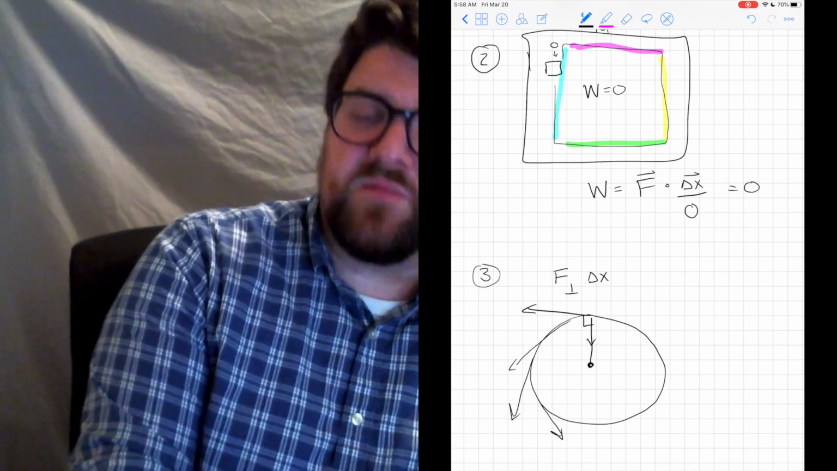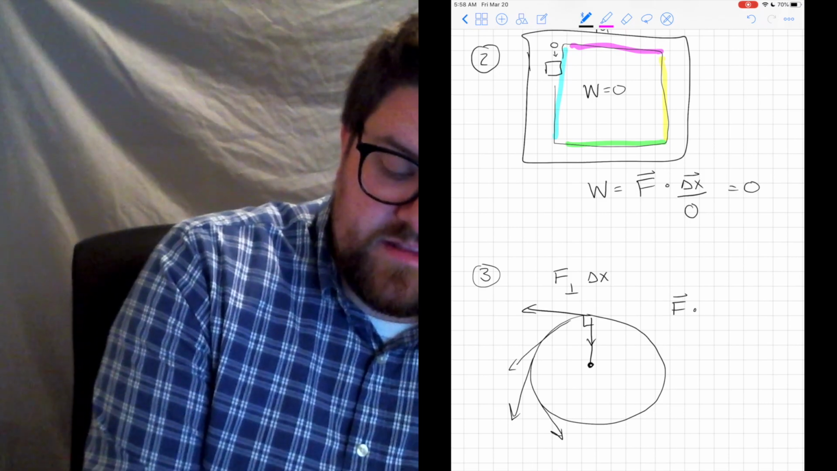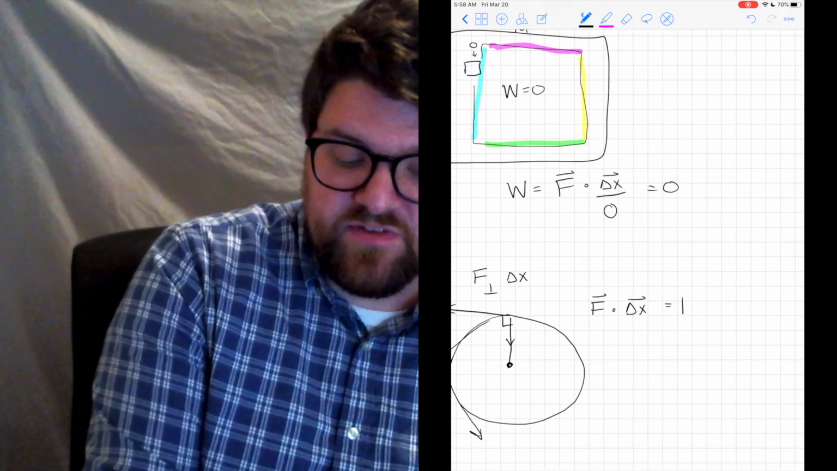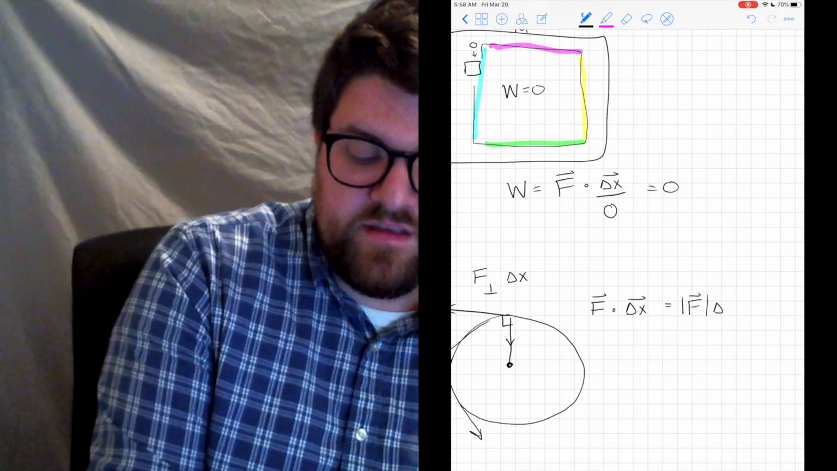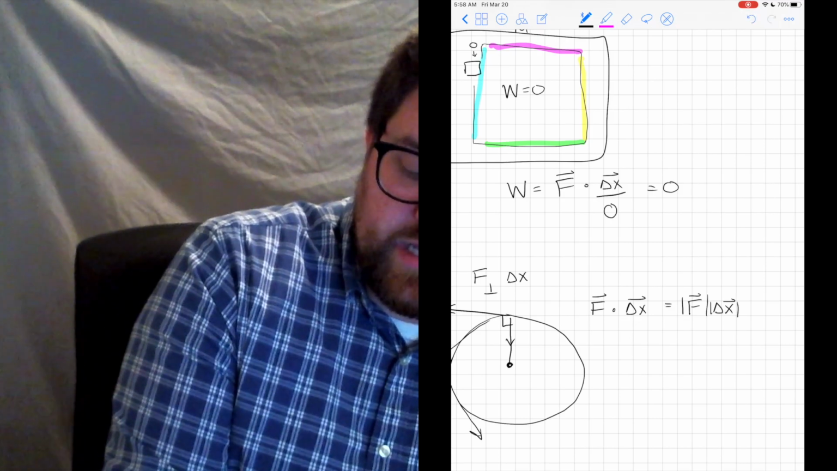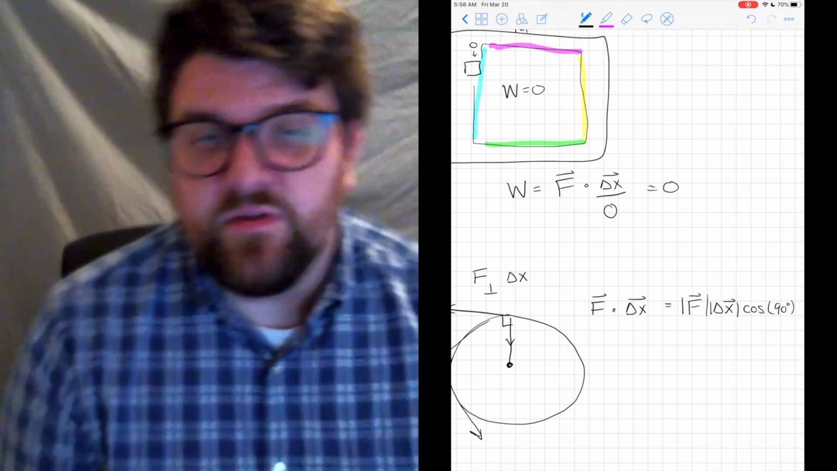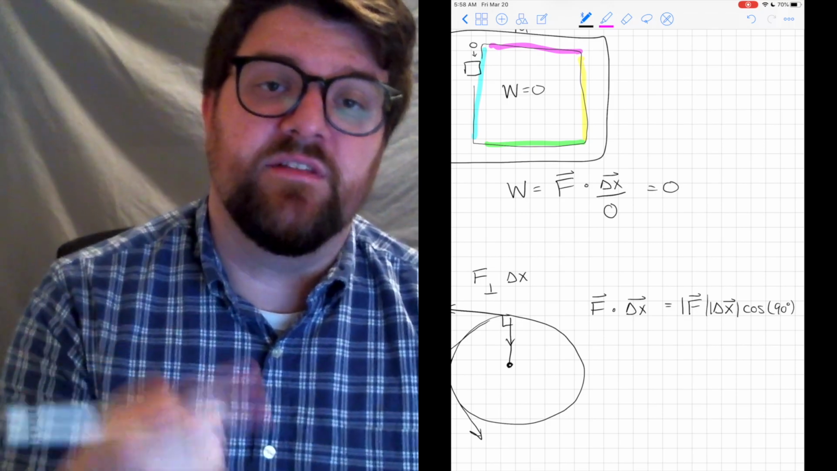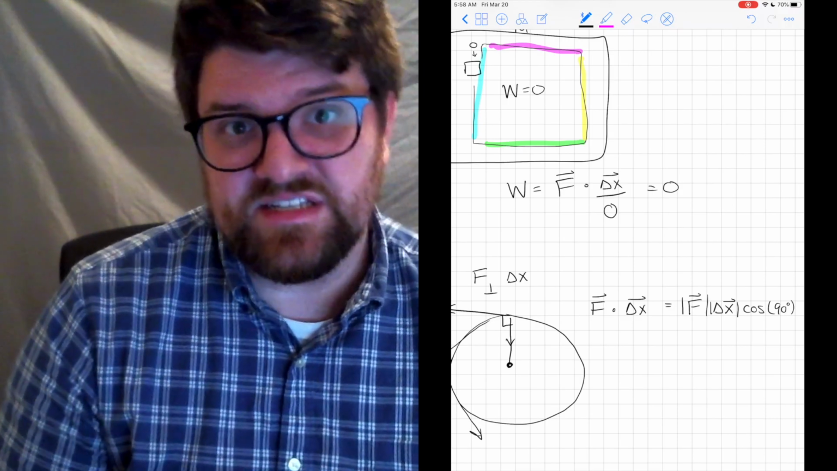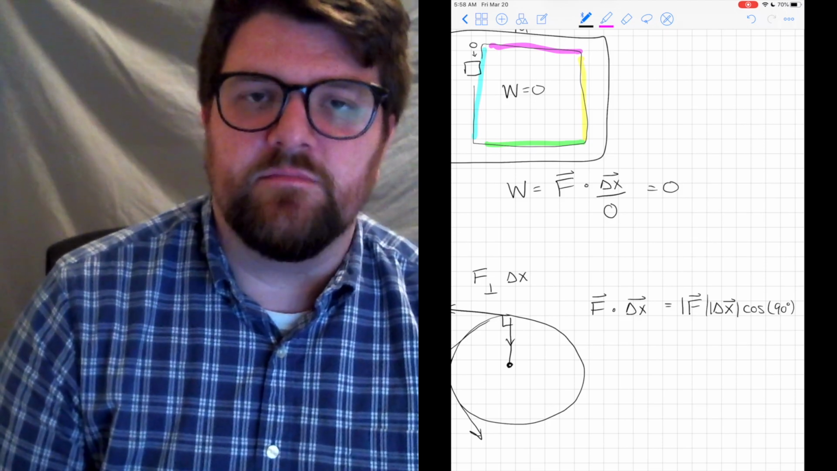Well, if F is perpendicular to delta x, right, if I'm thinking about this dot product, I can actually simplify and say F delta x, well, nothing here yet is 0, so we're all okay. But then I plug in cosine of 90 degrees. And we've said in the last video that cosine of 90 degrees is always 0. And so forces that provide centripetal accelerations do no work on the system.